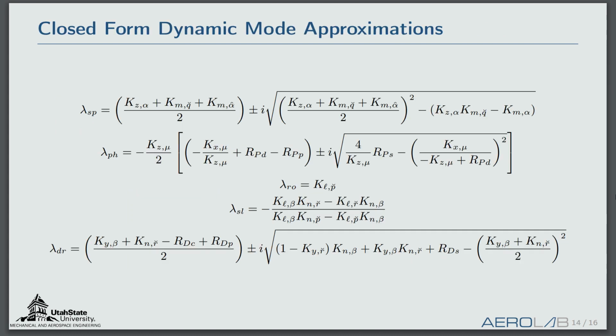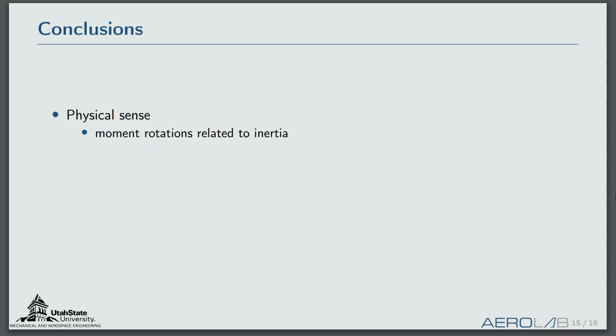And so if we use a similar process presented by Phillips, we can develop closed form dynamic mode approximations for each of these dynamic modes of this aircraft. So on the top we have an eigenvalue for the short period mode, and then the eigenvalue of the phugoid mode, the eigenvalue of the roll mode, the eigenvalue of the spiral mode, and then the eigenvalue of the Dutch roll mode. And once again, for more information on these, I direct you to the paper.